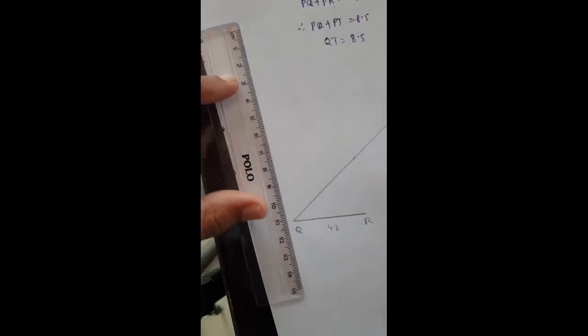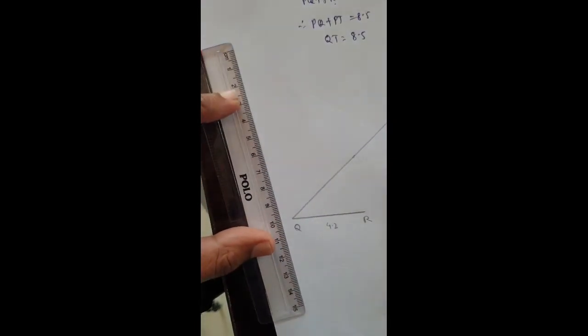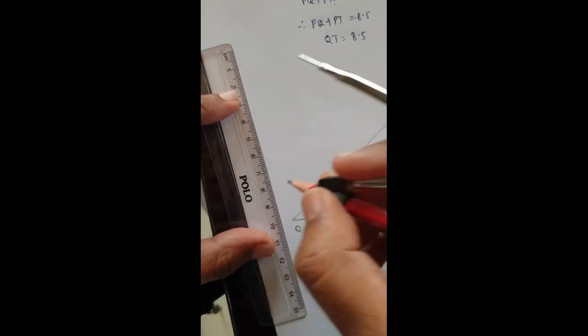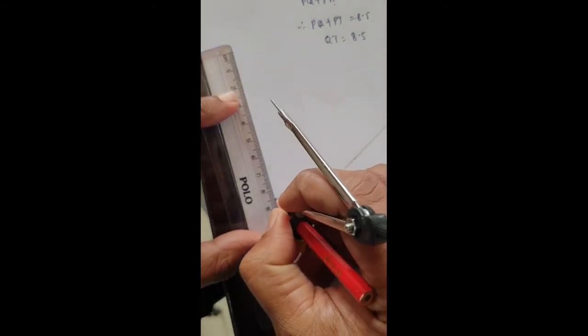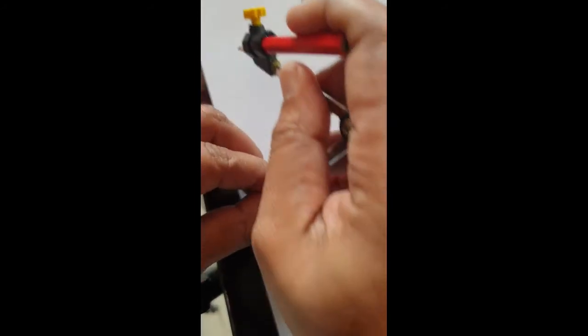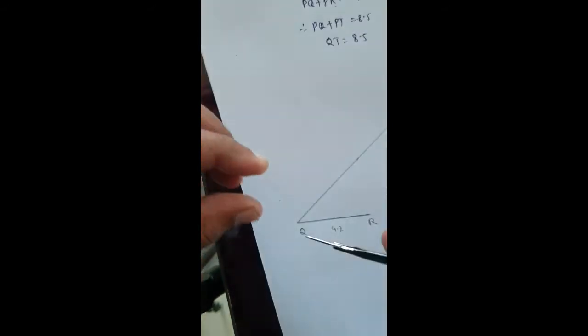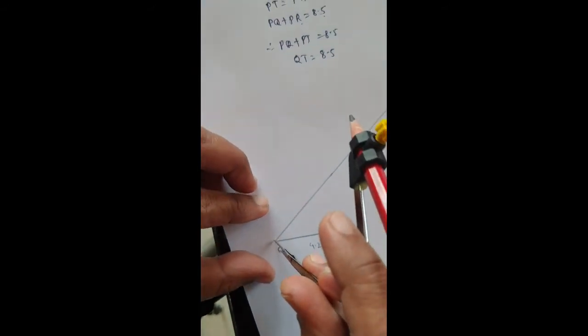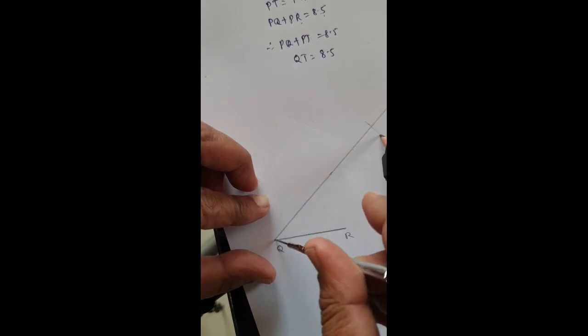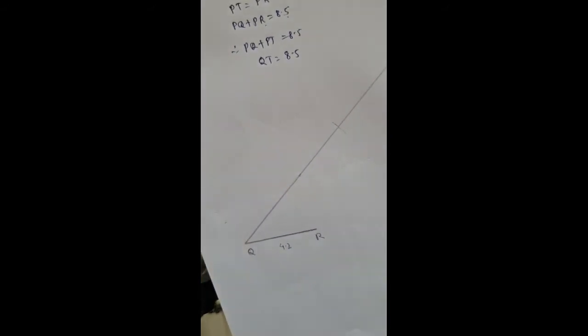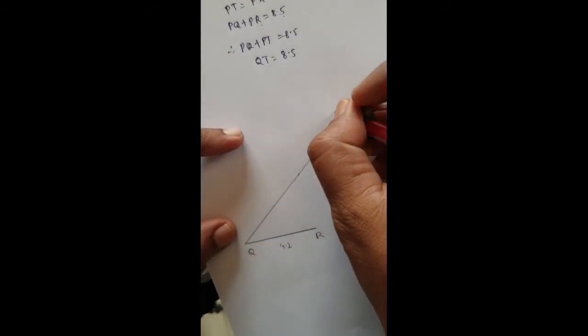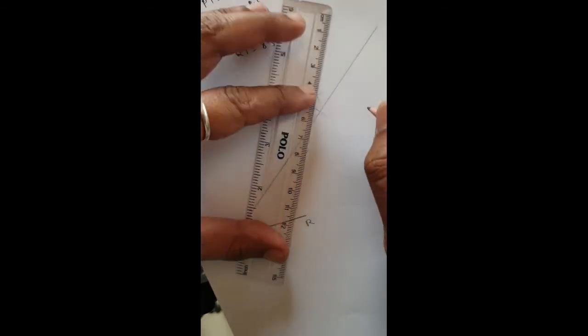Now we have to draw QT, means segment QT. For that you have been given the distance 8.5. So we'll take 8.5 on the compass. First of all, we'll draw a segment QT, draw an arc from Q. So where it intersects, that will be your T. Then join TR.